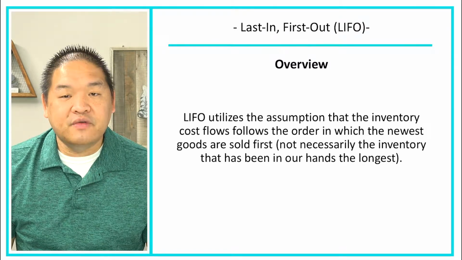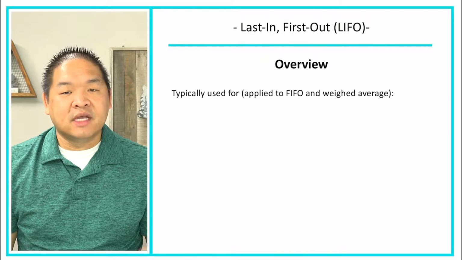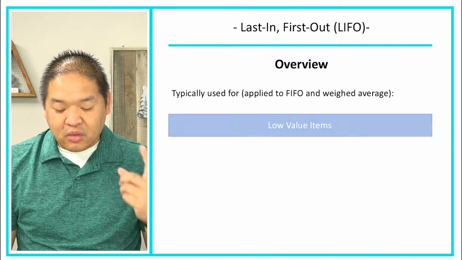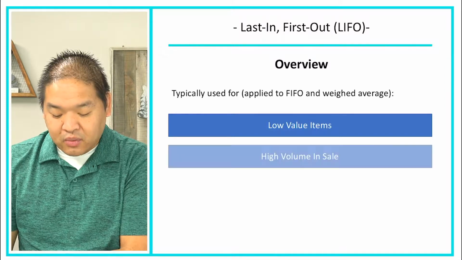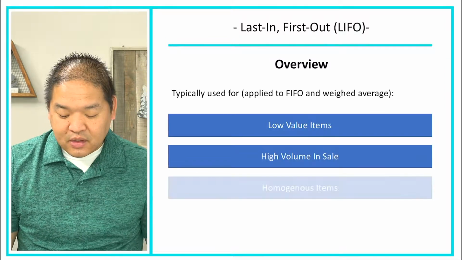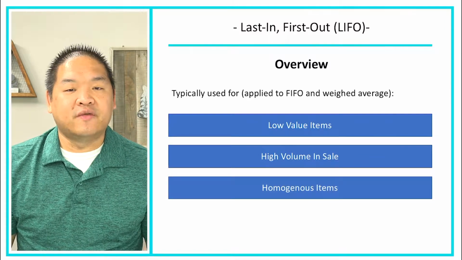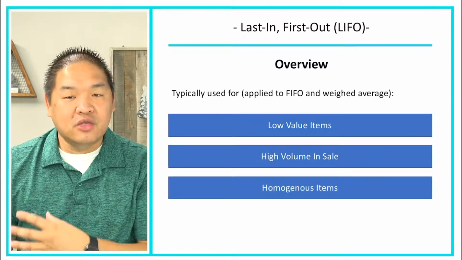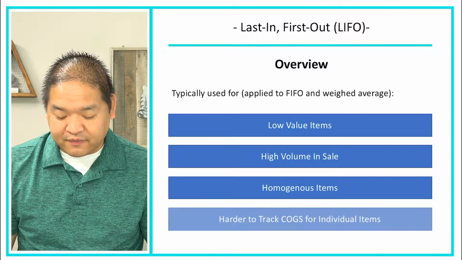Now, here's an overview of when we use LIFO. Again, this is the same as FIFO and weighted average. We use it for low value items. We also use it for those items that we have high volume in sales. Homogeneous items, so they're very similar in nature. They're not unique. We use this for those types of inventories.